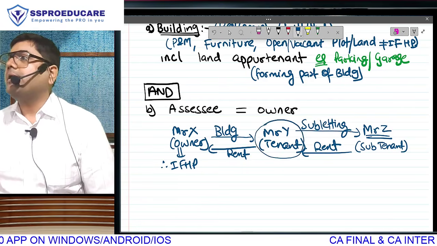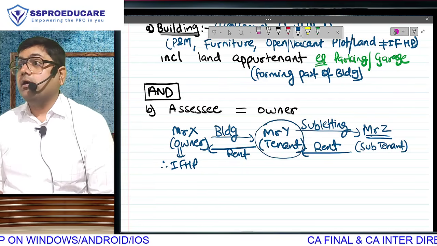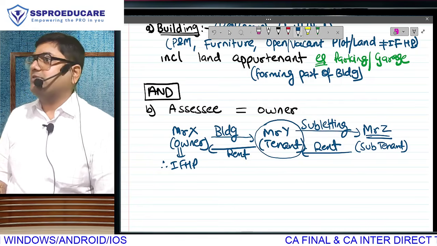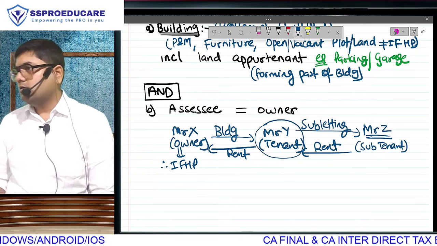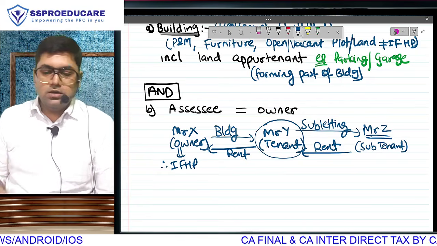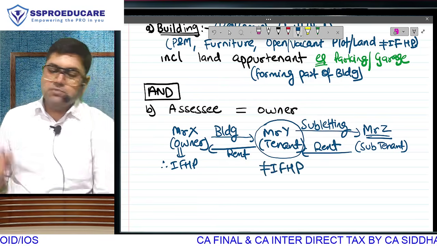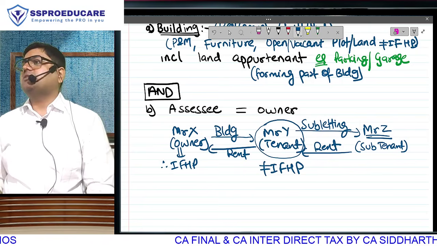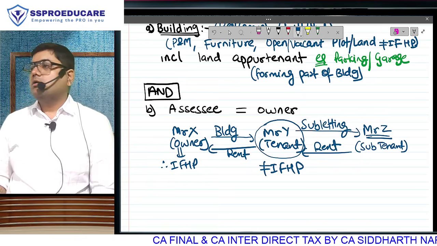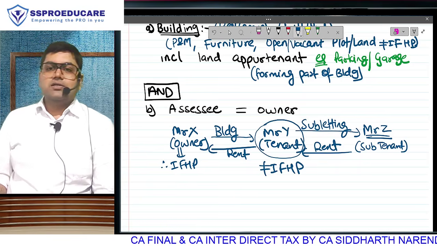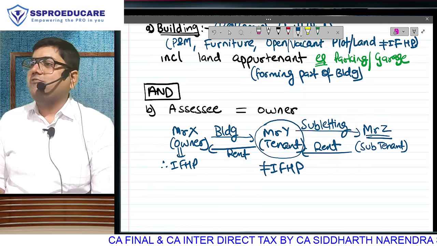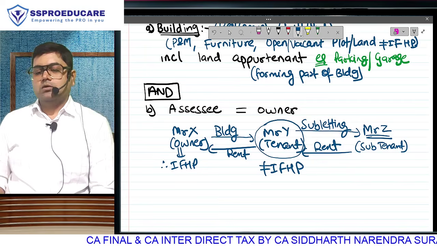Is there a building let out? Building toh hai, but is Y the receiver of rent the owner? Nahi. So this is not income from house property, because here is the second condition. The assessee has to be the owner. There has to be a building and you have to be the owner.